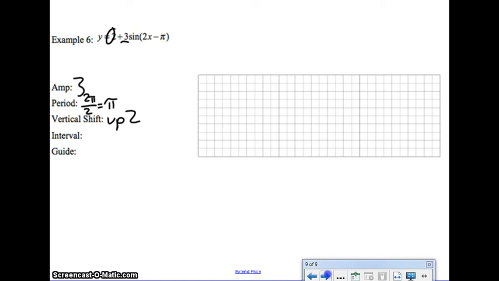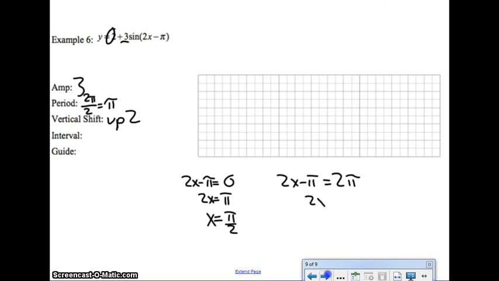To calculate my interval, I would have 2x minus pi equals 0. So that would be 2x equals pi, or x equals pi over 2. And then 2x minus pi equals 2 pi, so 2x equals 3 pi, or x equals 3 pi over 2. So that's my interval, pi over 2 to 3 pi over 2.